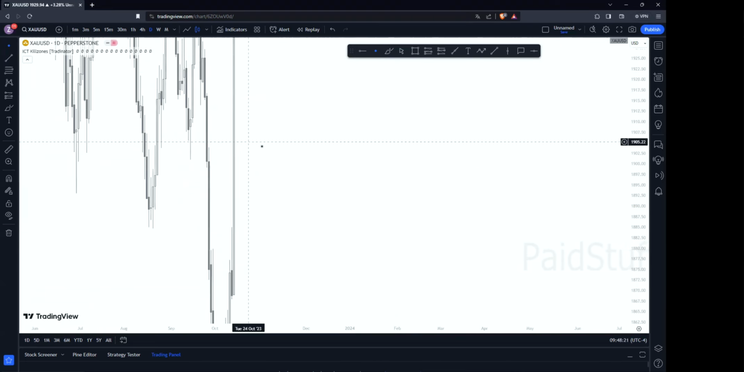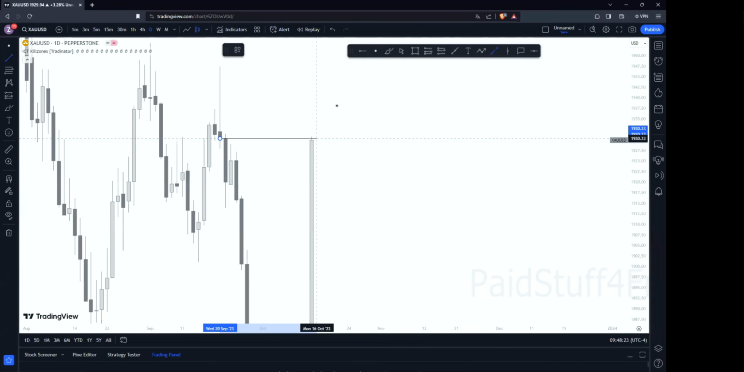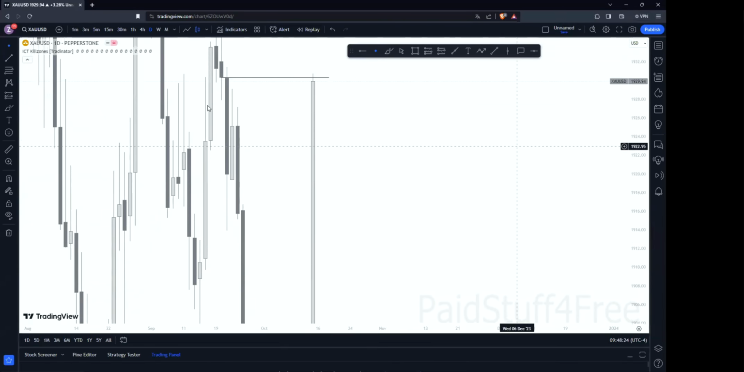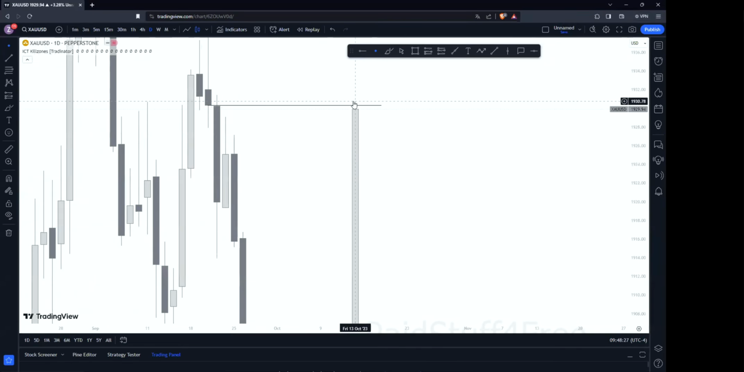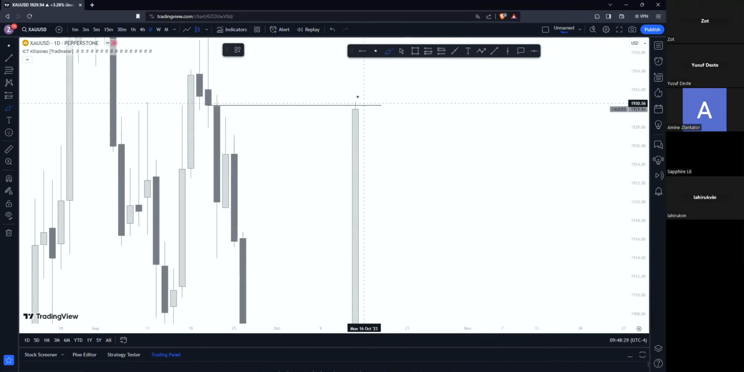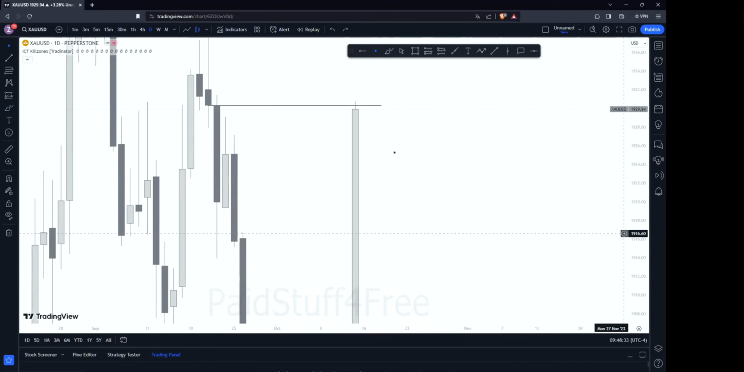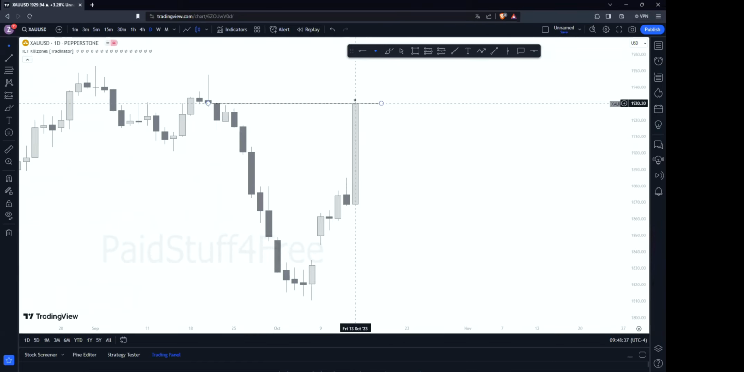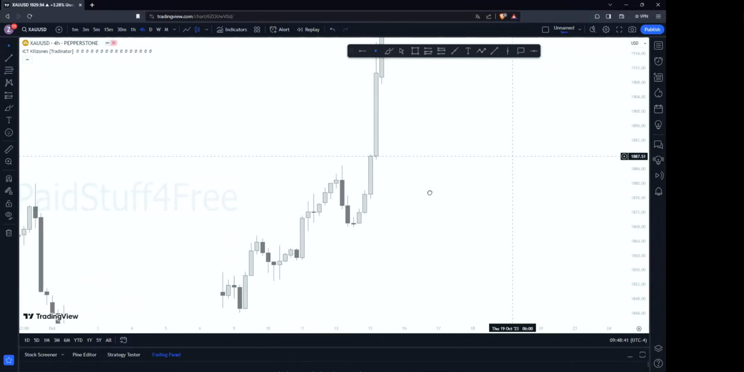Let me show you an example here. So you see this gap that we rejected, guys? See that gap being rejected by this daily candle right here? This is called a rejection. So how do you basically identify the start of a bearish storyline from this level? You can go to H4, right? Which is the best thing to do.